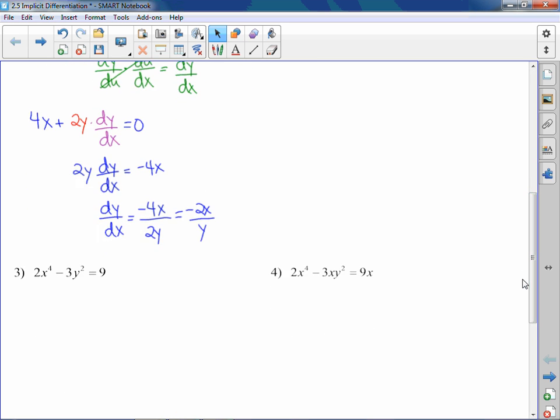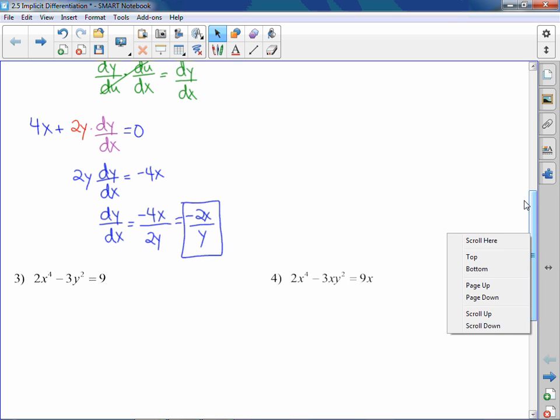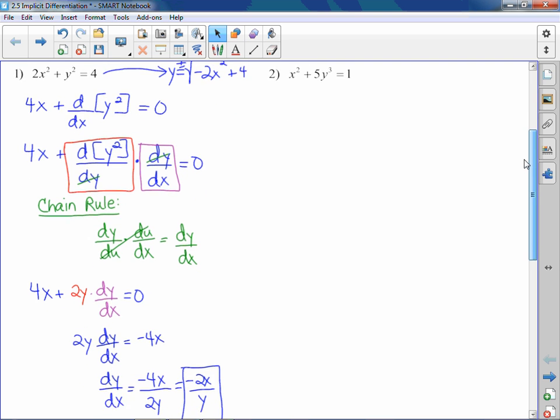And this will not be what your answer is. However, it would be equivalent to it, and that is a much simpler answer, the way we've written it, with implicit differentiation. Okay, so let's go up and look at number 2.